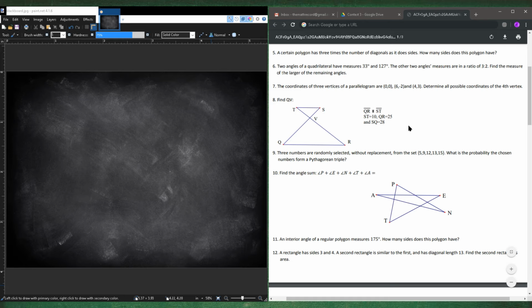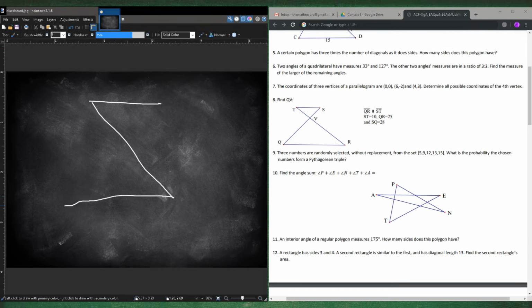Question 8. Find QV. QR is parallel to ST, and let's kind of draw this out. ST is 10. QR is 25. And SQ is 28. So let's call this X, and this is 28 minus X. So we just need to find this blank right here.